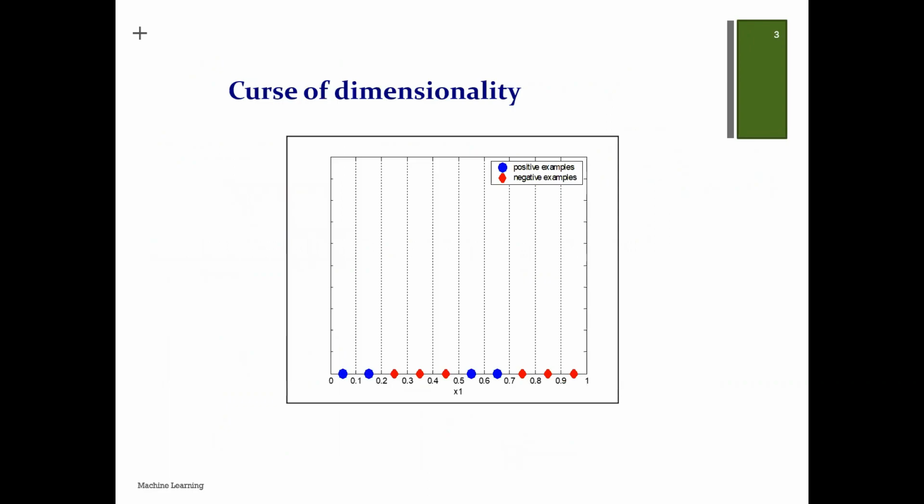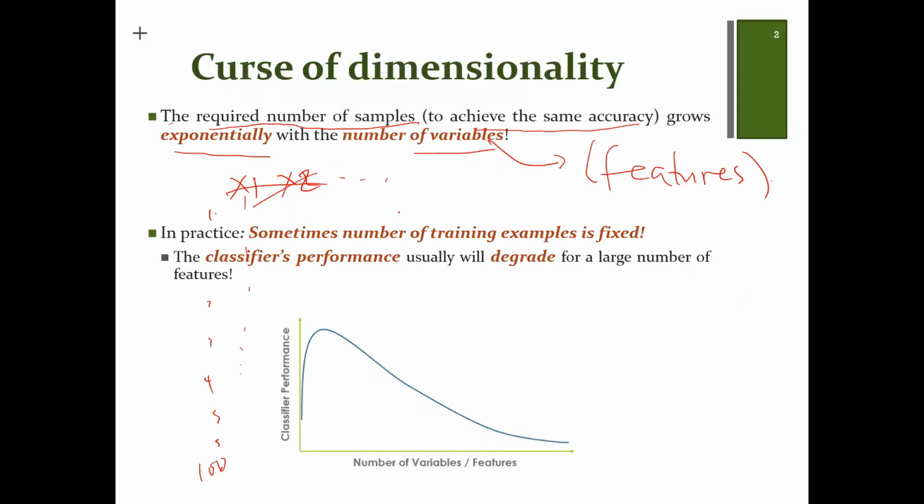Let's look at this demonstration practically. You can see here we only have X1. The number of features here is 1, only one feature. And we are provided with 10 samples: 1, 2, 3, 4, 5, 6, 7, 8, 9, 10. These are the 10 samples you have with only one feature, X1.